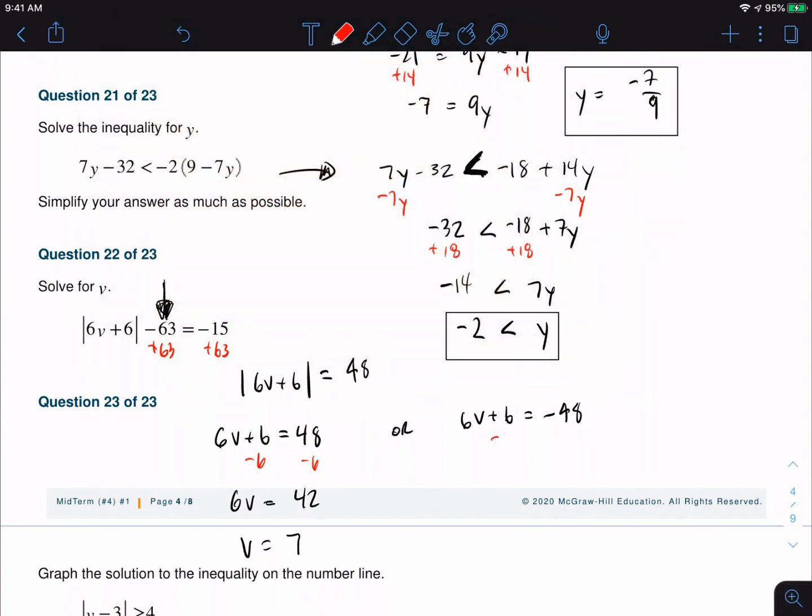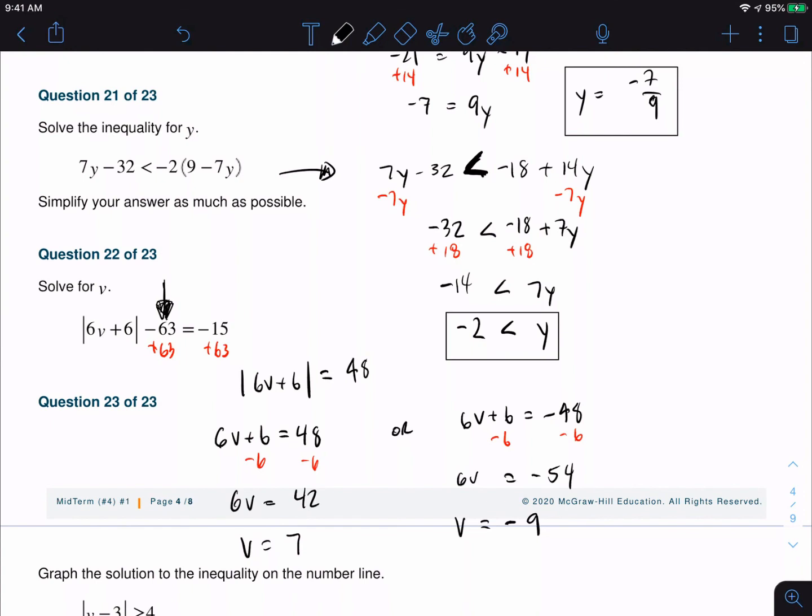In this example here, I'm going to subtract 6 and subtract 6. So I'm going to get 6v is equal to a negative 54. And so my v is going to be a negative 9, right? Yes. Okay, so now what we want to do at this point is check both of them to see if they're going to work.